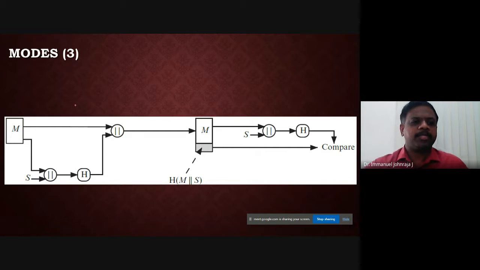But let's talk about this before that. You got the original message here, no change. Original message is sent for appending. That's okay. Now you got the hash function.